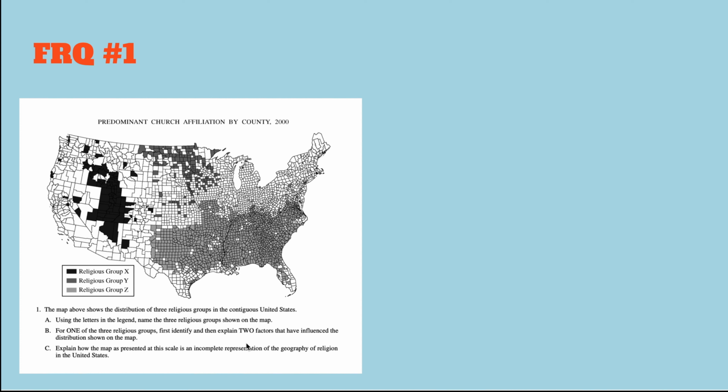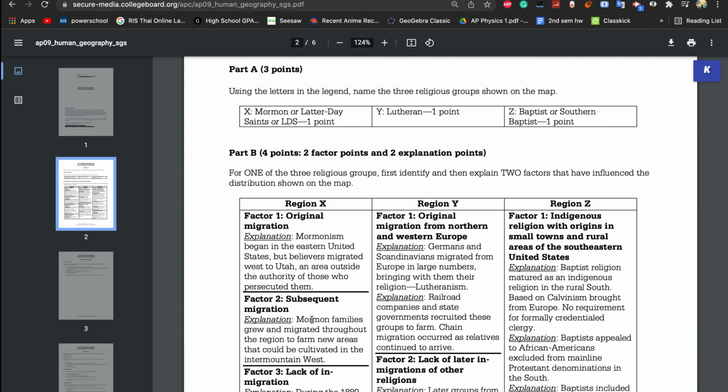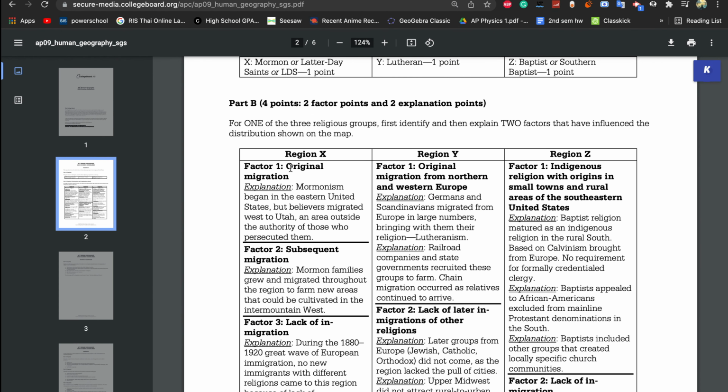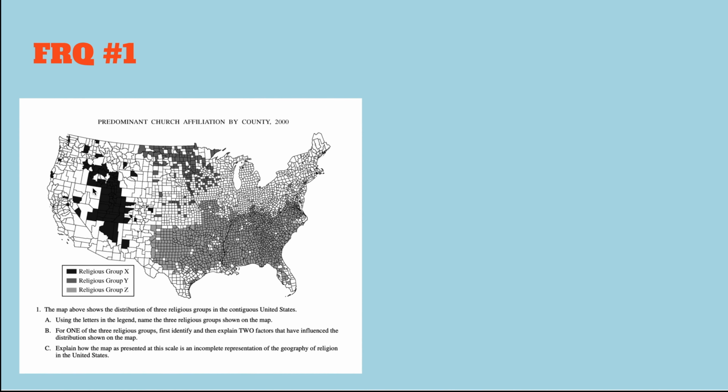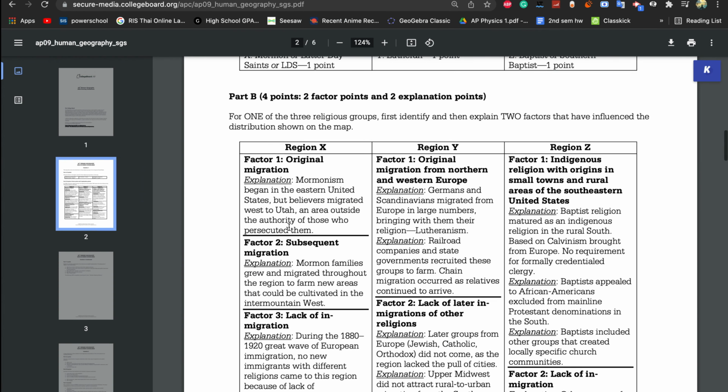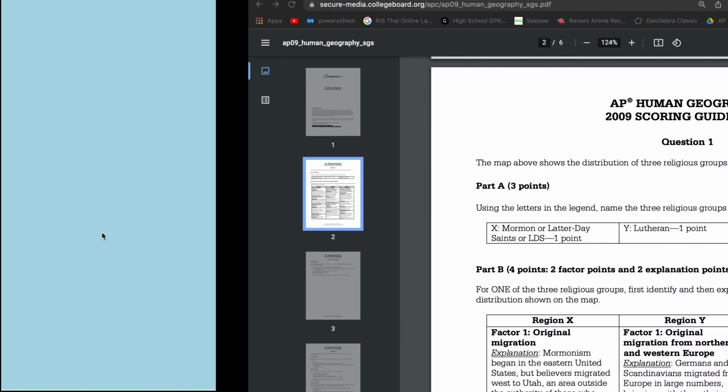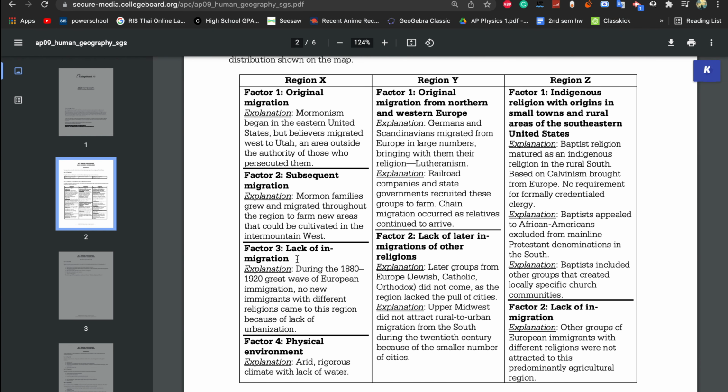So, the two factors that influence the distribution, that's kind of like a diffusion question, so you can look at it that way. Well, what caused that? Well, migration was part of the reason. Mormonism, you could read this, but it's mainly due to migration. When migration happened to the west, that's where the Mormons settled. So that's part of the reason why the Mormons are settled in the Midwest. So you could talk about migration.